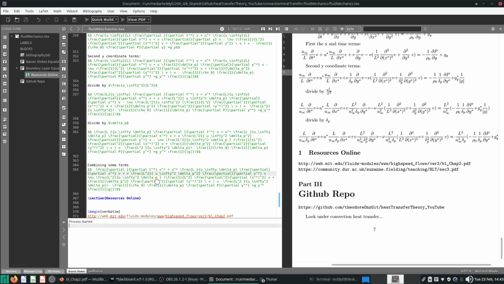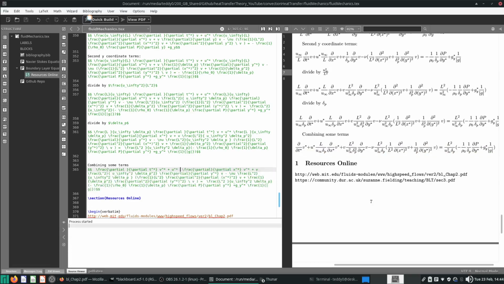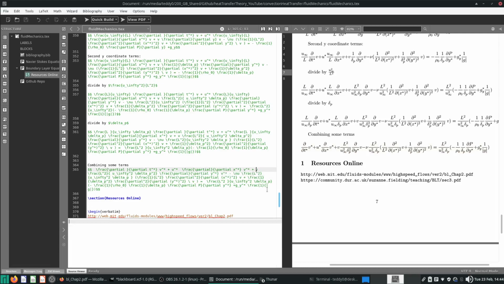Alright, same for the second term. The second term here, you also see the same effect. Alright, the L and delta p as well. Third term, you'll see that there are two v's, one that's getting differentiated by y star, one that's not. Both of them can be reduced to v star.